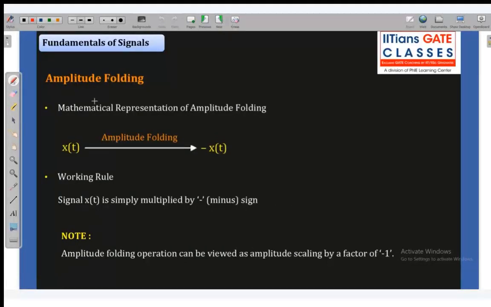Now amplitude folding. What do you mean by amplitude folding? Amplitude folding is like x of t, where you are just changing the amplitude from positive to negative. That's it. Nothing gets increased, and in time also there is no change. Only the positive will become negative and negative will become positive.